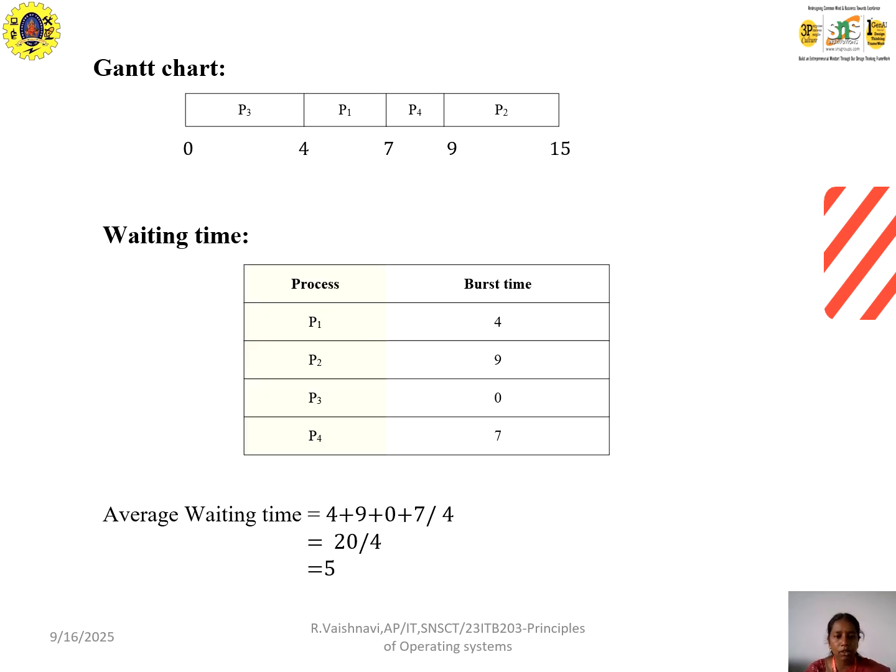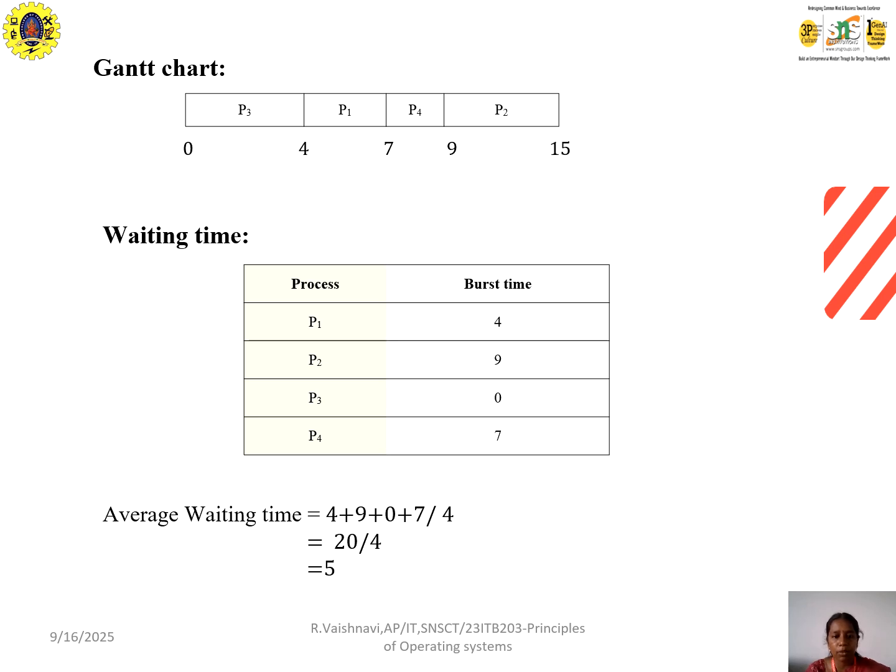First one will be the Gantt chart. From the burst time, with the help of the priority values, you have to draw the Gantt chart. First one will be process 3. In the question, process 3 has the highest priority, that is, the smallest number. So process 3 executes first. So the burst time will be 4 milliseconds. After that process 1, the time will be 3 milliseconds. So 4 plus 3 will be 7.